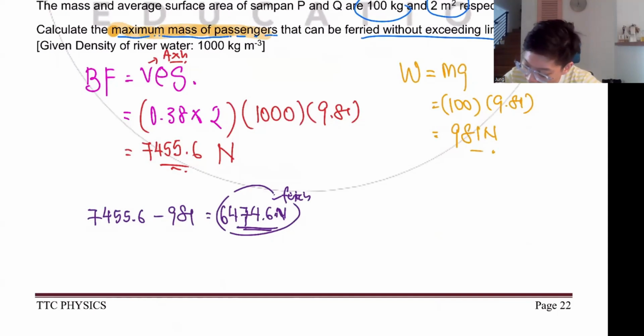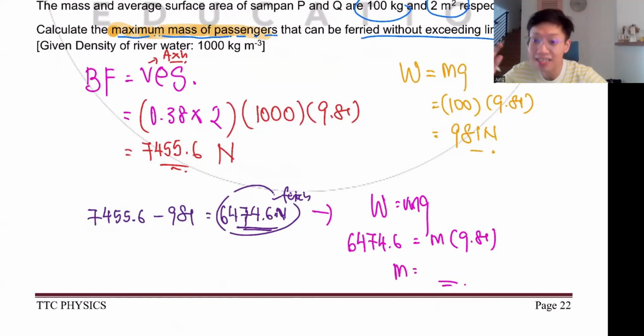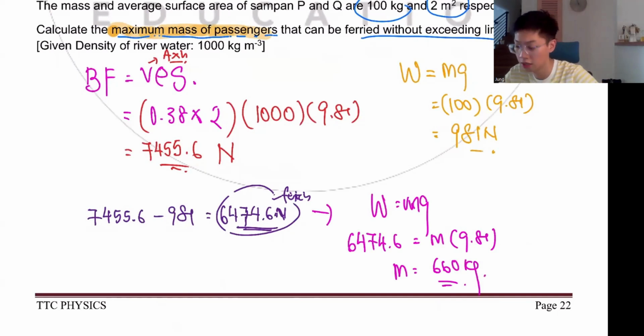So now I have to change back to kg. I have to change back W equals mg. So 6,474.6 equals m times 9.81, so m is 6,474.6 divided by 9.81. That is the mass of the passenger, which is, trust the answer, 660 kg. So this is the human that I can fetch.